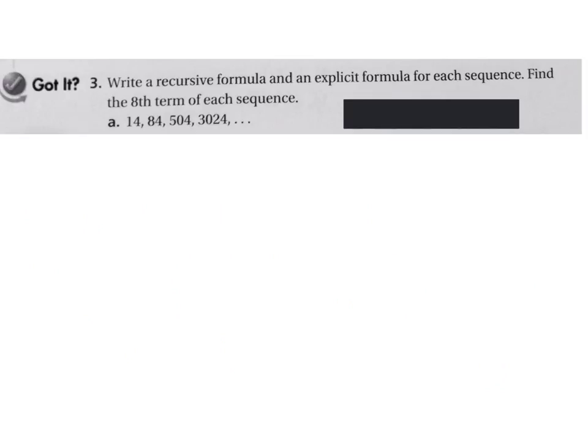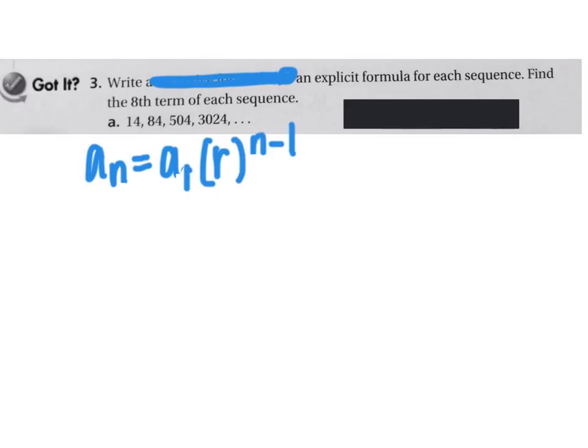Okay, number 3, I want you to write a recursive and an explicit formula for this sequence, and then find the 8th term. So actually what I'm going to have you do is just write the explicit formula of the sequence. It's a sub n equals a sub 1 times r to the n minus 1 power. Sorry, a sub n minus 1 is the recursive. Okay? And I want you to tell me the 8th term. Pause it, find the 8th term, and then catch up with me on the next slide.